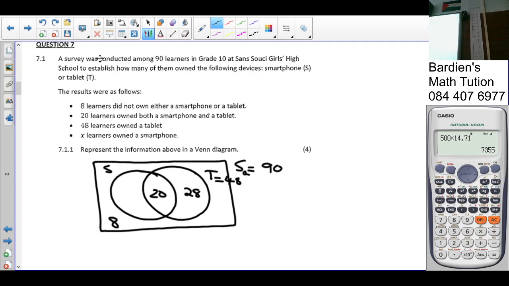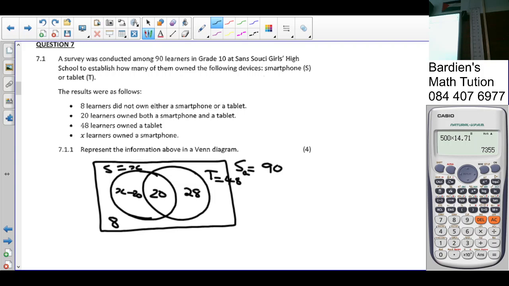Then they told you X own a smartphone. So this is X here on the outside. So all of this, that and that adds up to X. So how many will lie here? X minus, because if that whole thing is X, it's going to be X minus 20 will be this value here. So this is going to be X minus 20. Are you all okay with that?